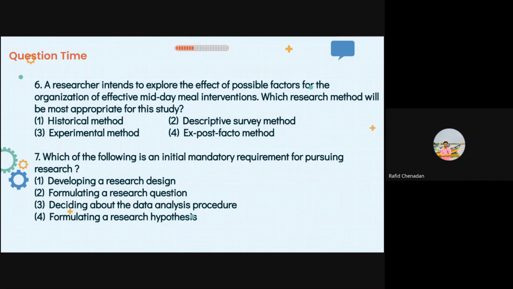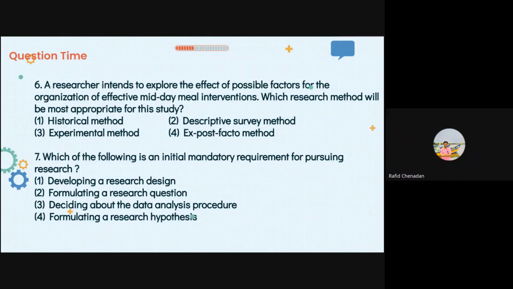Okay, so we'll eliminate options. Historical is definitely out. Experimental is also out because you cannot experiment with the midday meal. You cannot say, as an experiment, I'll give some variety of midday meal and see what happens for the students. You cannot do that. So it's not experimental and it's not historical. It's not like a study of if Kerala or ancient India had midday meal schemes. Instead, it is a descriptive survey method or ex post facto method. The correct answer is ex post facto method.